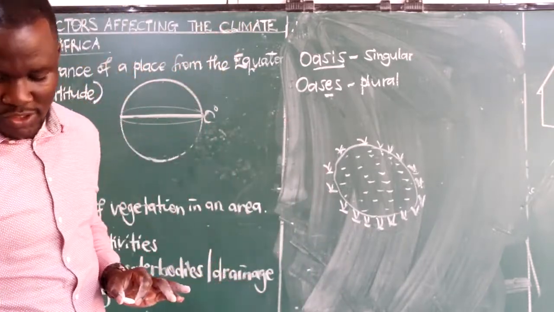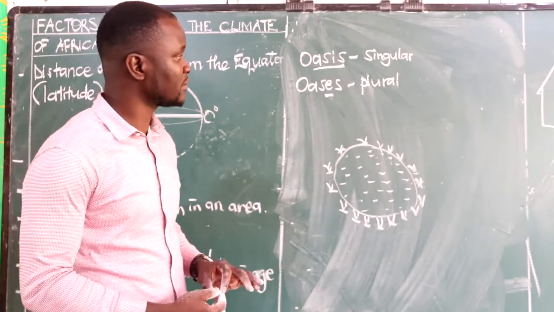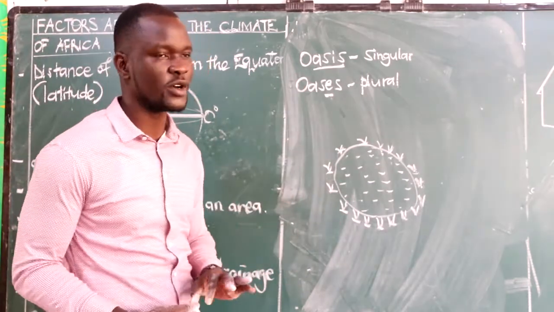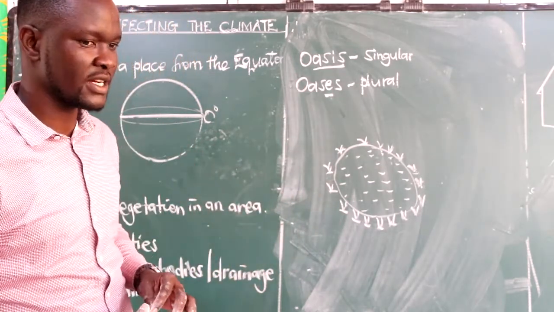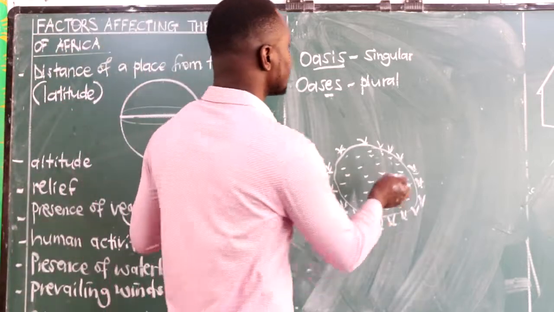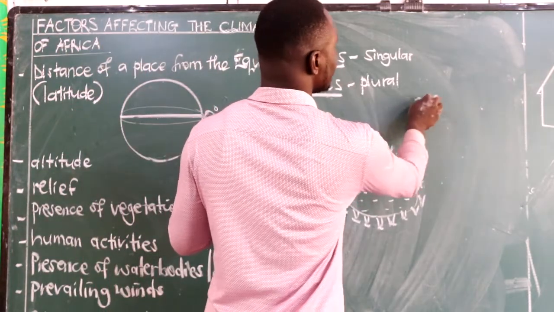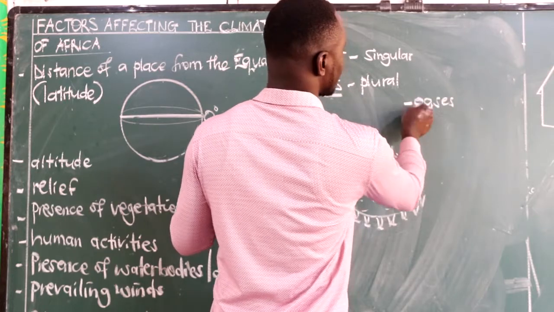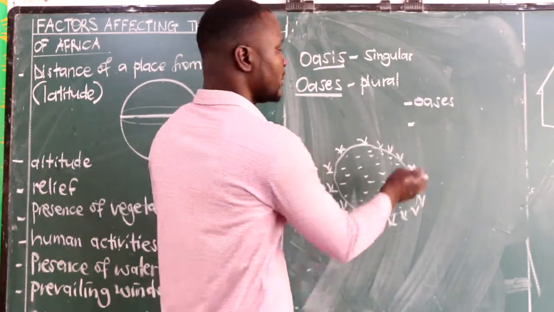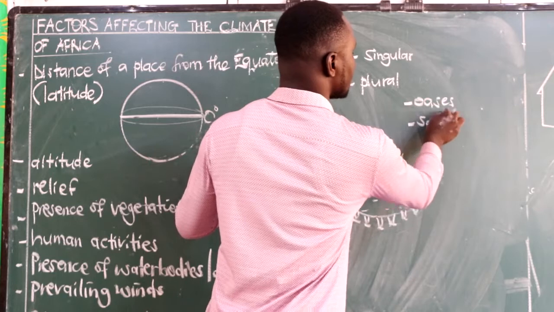So when it comes to tourism in desert areas, of course we know we have tourist attractions in desert areas. One, we have talked of the oasis as a tourist attraction. And then we have also what we call the sandy dunes.